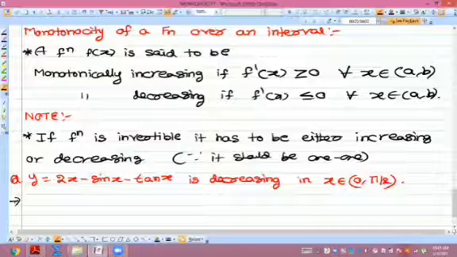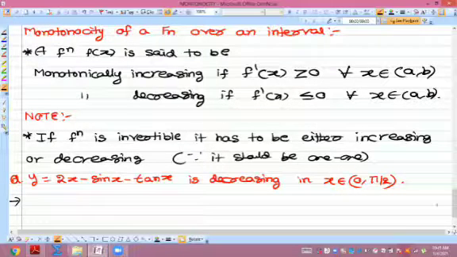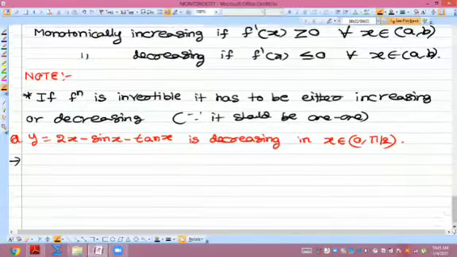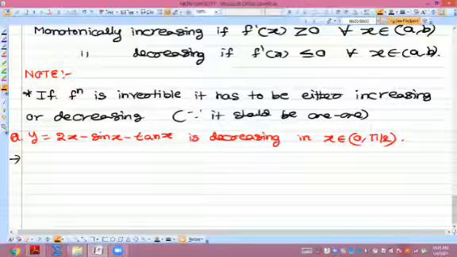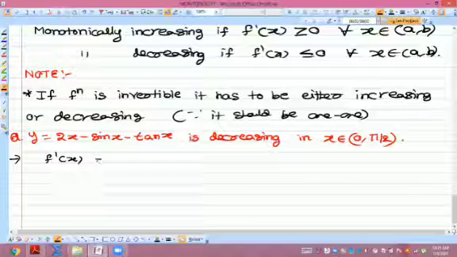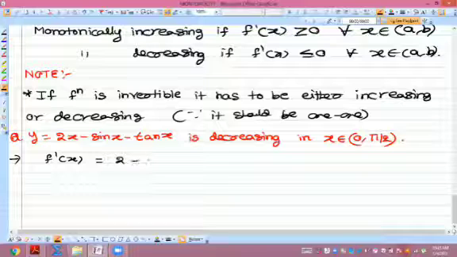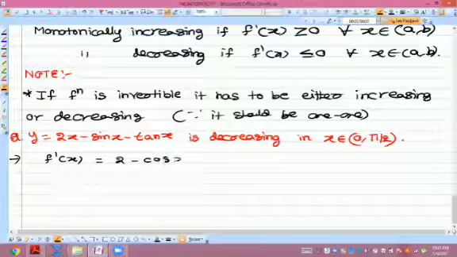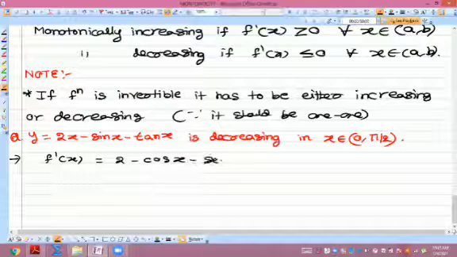True. True. How can you tell? So f dash of x is 2 minus cos x minus secant square x. Yeah, f dash of x is 2 minus cos x minus secant square x. Very good.